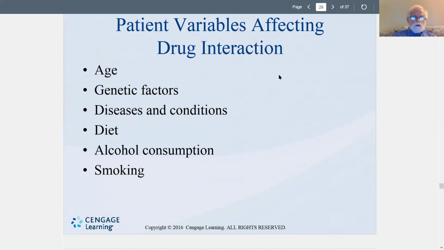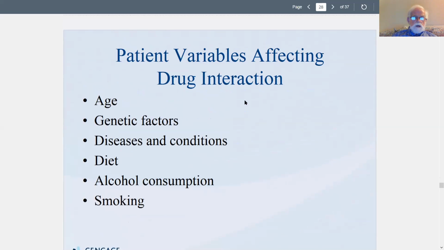But then there's the patient themselves. Age. The very young and the very old treat drugs differently biologically. There are genetic factors. Everybody is a little different. And so this is why we're cognizant of the things that I was talking about, the idiosyncratic reaction.